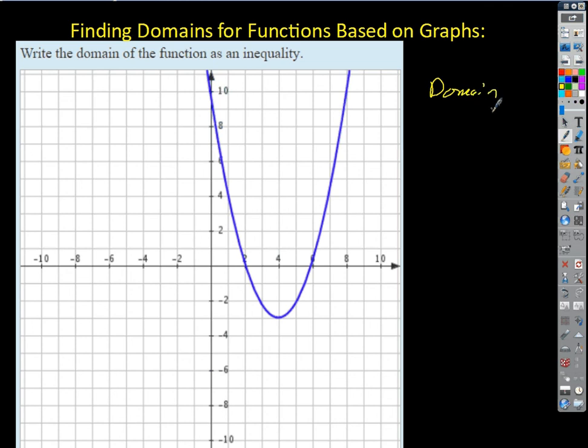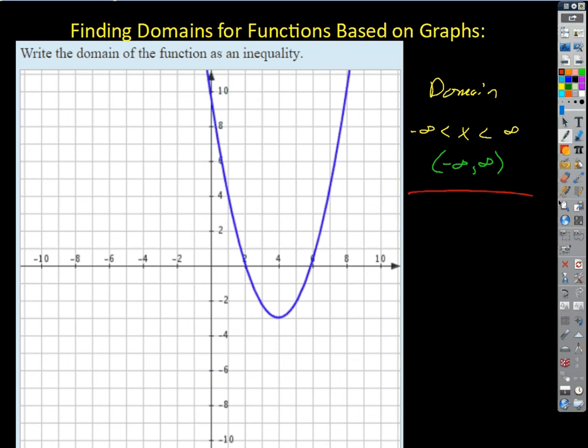So the domain for this one would be unlimited, right? So how do we write that as an inequality again? X is greater than negative infinity and less than infinity. And as interval notation, just like that, right? Does that make sense? Okay, while we've got this one here, I'm going to kill two birds with one stone. Let's look at the range.